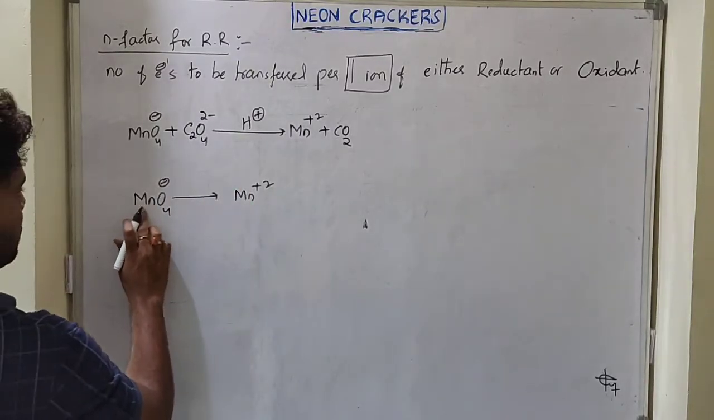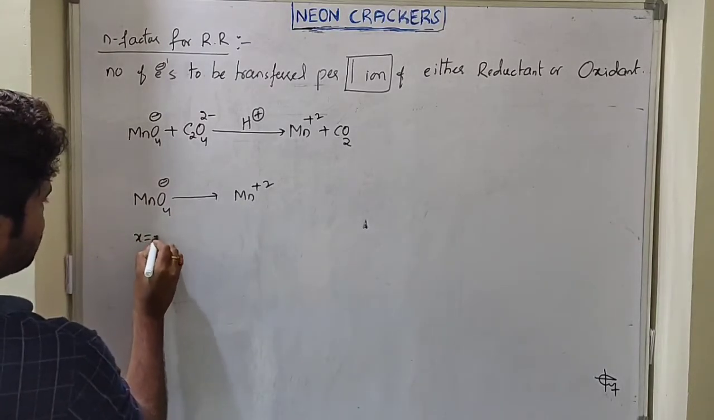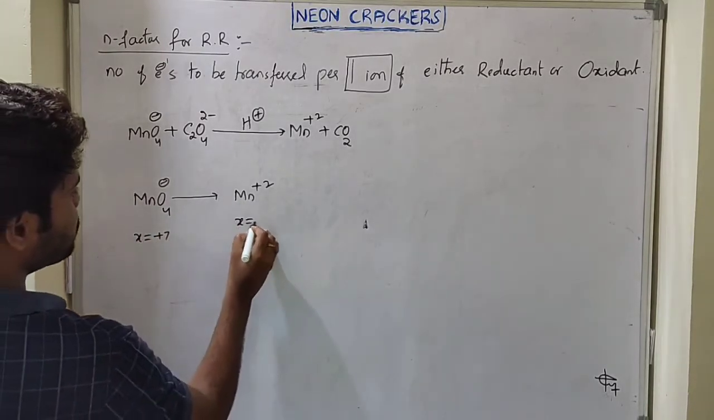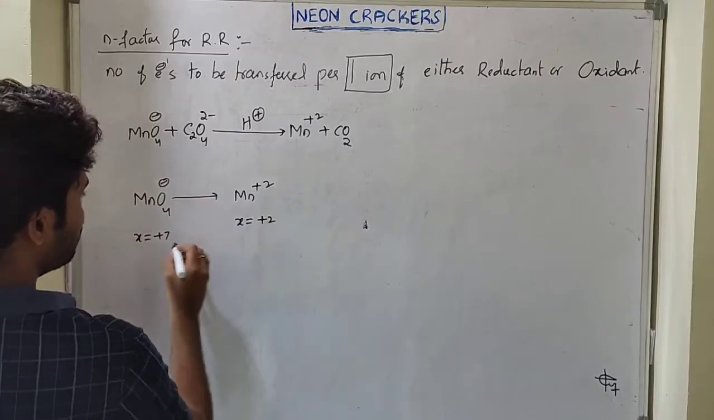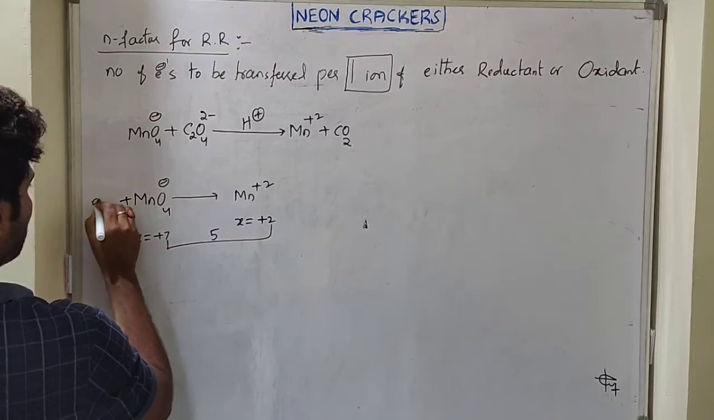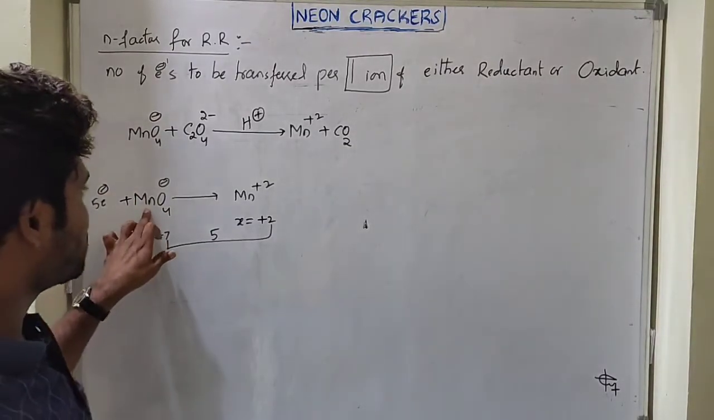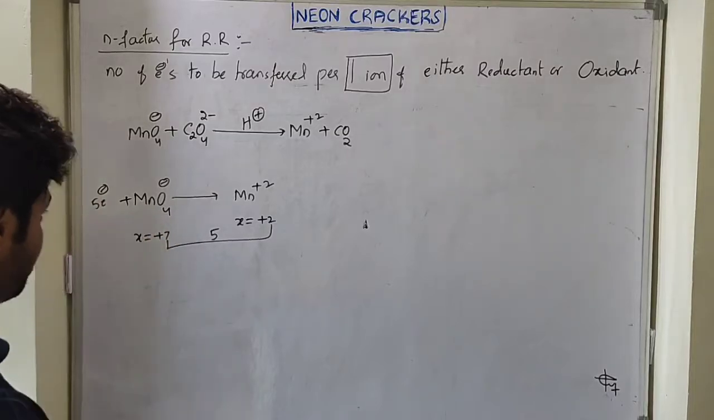So here, how many atoms? Manganese only one atom, here manganese also one atom. So you can write x equals +7, here x equals +2. So the difference is how much? 5 electrons. So 5 electrons are to be added. It is reduction, that's why KMnO4 is called the oxidant.